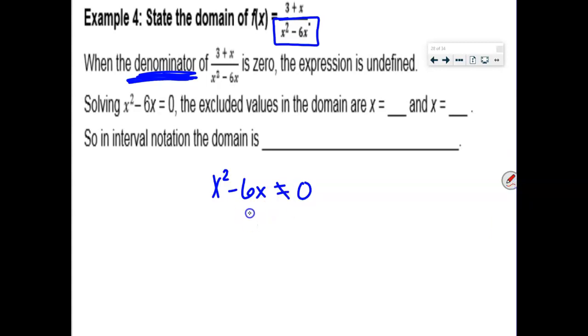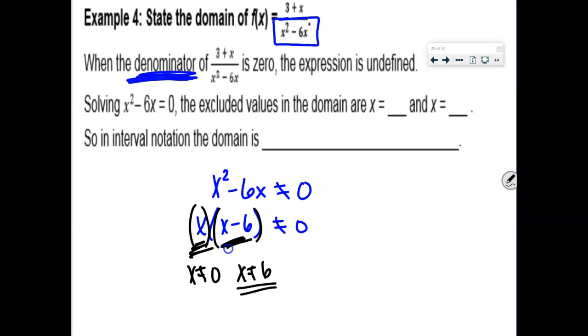All right, y'all, this is a quadratic. Every quadratic you face today is factorable. So we could factor out an x and be left with x times x minus 6. And now that this is factored, you should be able to tell me your two, in this case, anti-solutions. X cannot be 0, from right there, and x cannot be 6 from right here. Those are your two anti-solutions, the two problems that you're going to encounter. X cannot be 0 and x cannot be 6.